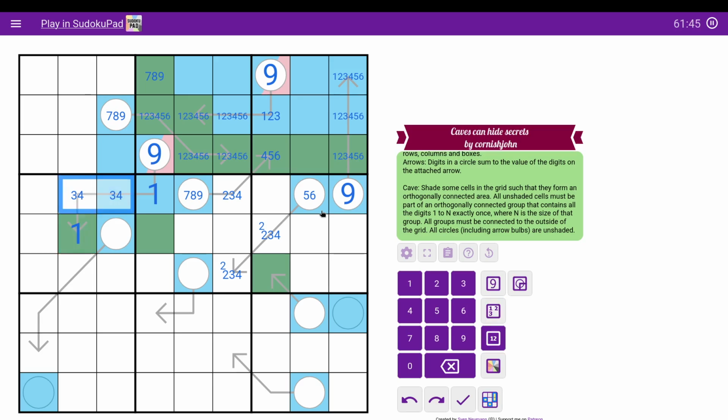Nine, these have to add up to 7. Six or less. Can't be 1, 2, 3, or 5. Can't be 1, 2, 3, or 4. Therefore, it's a 5. 2. This is 2. These are 1, 2.